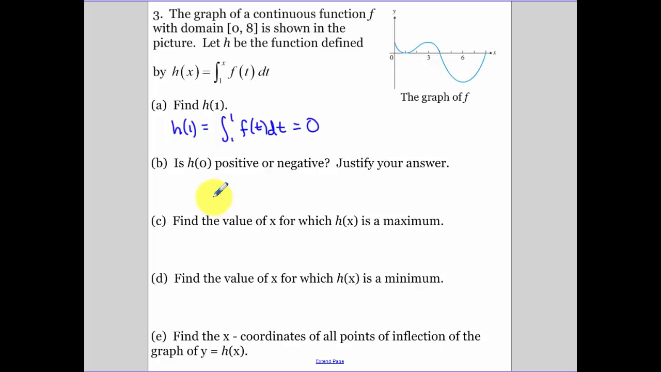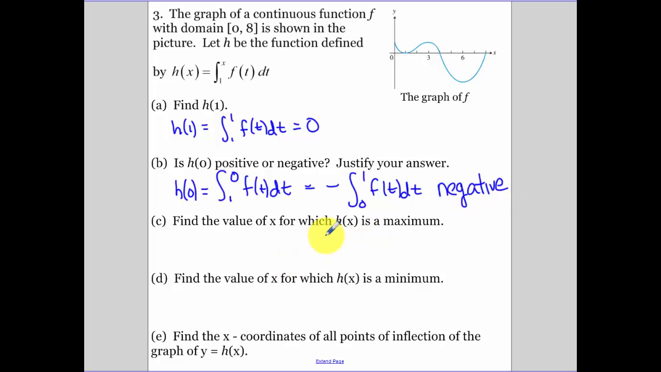Now, is h of 0 positive or negative? When I'm finding my area from 1 to 0 of f of t dt, I think about it as going backwards, okay? I have to change that to a negative integral from 0 to 1 of f of t dt. So our area, it's above the x-axis, but because of that negative sign, we are negative.